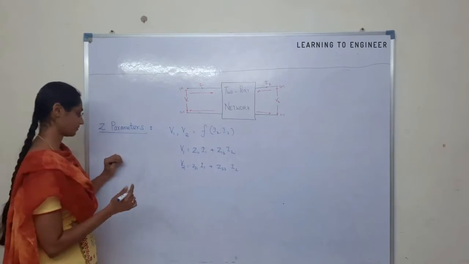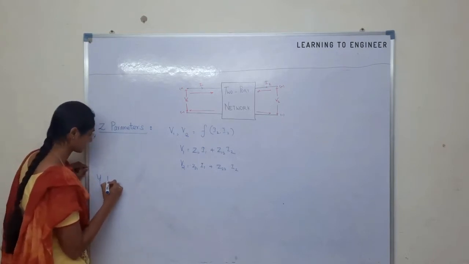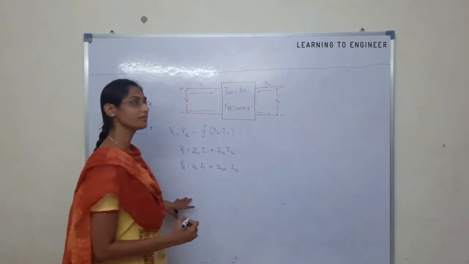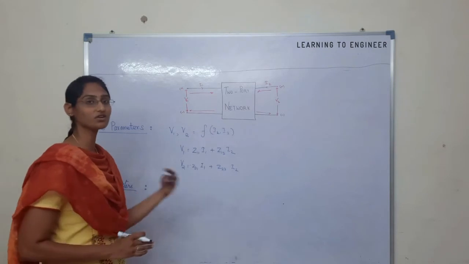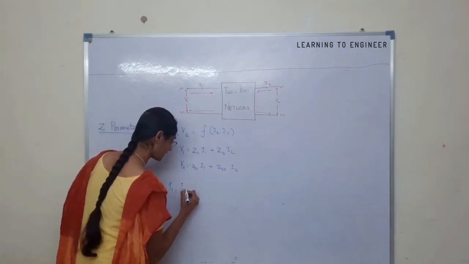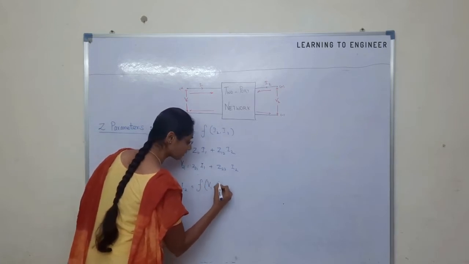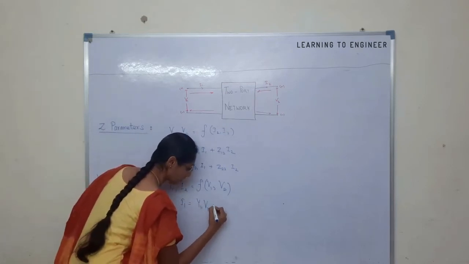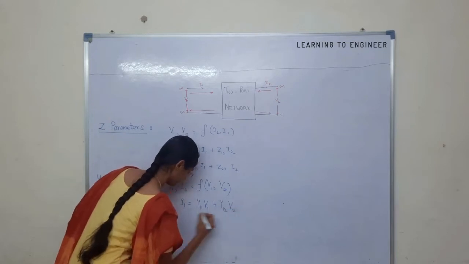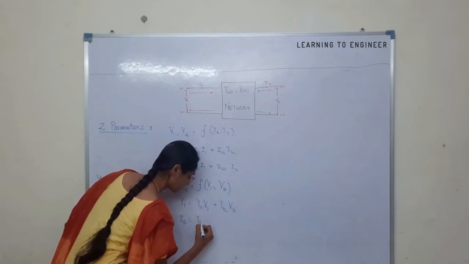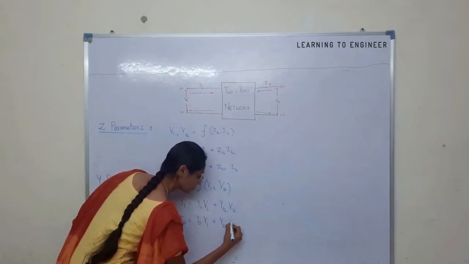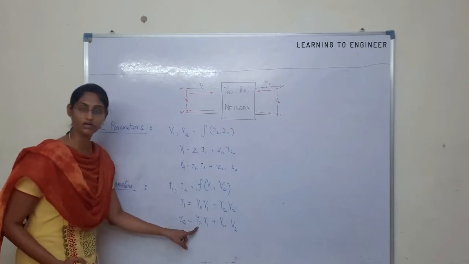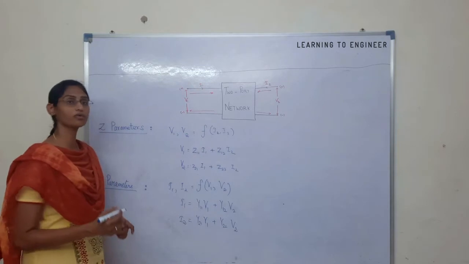Now let's talk about Y parameters or admittance parameters. In Y parameters, we express the input and output currents as a function of voltages. So I1 and I2 are expressed as a function of V1 and V2. The equations are I1 is equal to Y11 V1 plus Y12 V2. I2 will be Y21 into V1 plus Y22 into V2, where Y11 is the input admittance, Y21 the transfer admittance, and Y22 the output admittance.